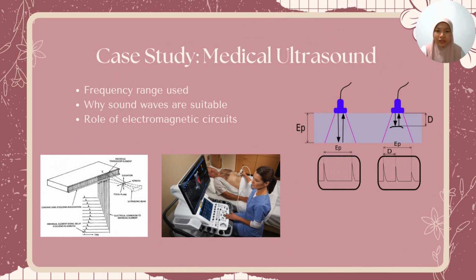For the case study used in medical ultrasound, there are three reasons. The first one is the frequency range used. Ultrasound machines use very high frequency sound waves, far above what humans can hear. Human hearing range is about 20 Hz to 20,000 Hz. The second reason is why sound waves are suitable: they are non-ionizing. Unlike X-rays, sound waves do not carry enough energy to damage DNA or cells. The third one is the role of the electromagnetic circuit, where the electricity powers the whole process. The electromagnetic circuit is the brain and muscles that make and interpret the ultrasound.